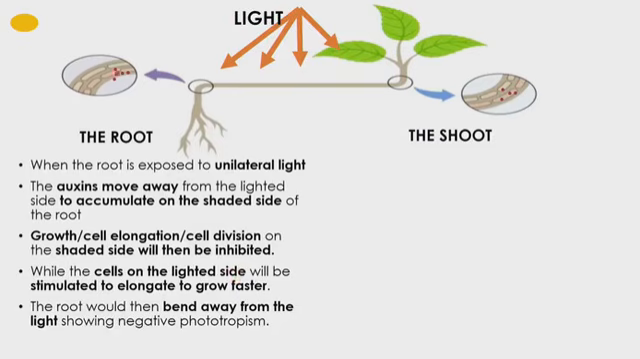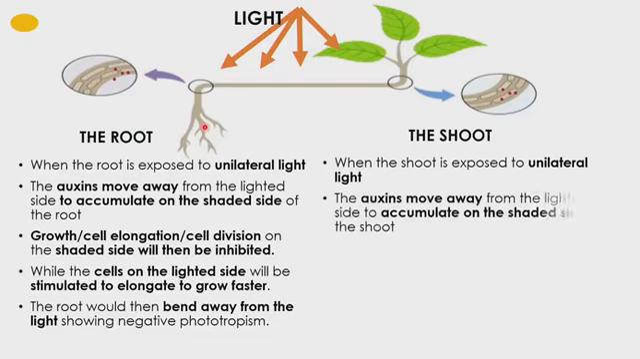Because you can see here we have more cell division, more cell elongation. So this side's actually becoming longer in comparison to this one, which causes the bend. If we look at the shoot then, you apply the same principle, but the inverse is correct. So if you expose the shoot to unilateral light, or the stem, again, the auxins will move away from the light side and accumulate on the shaded side.